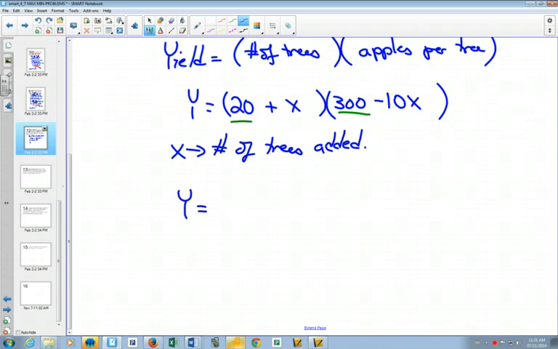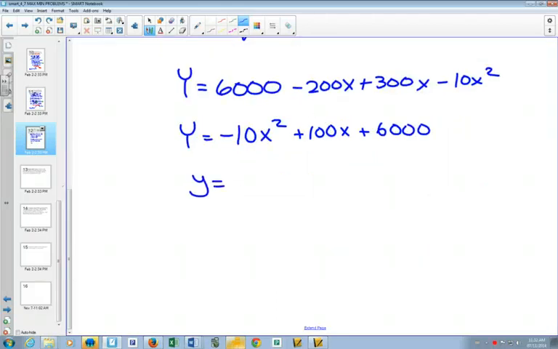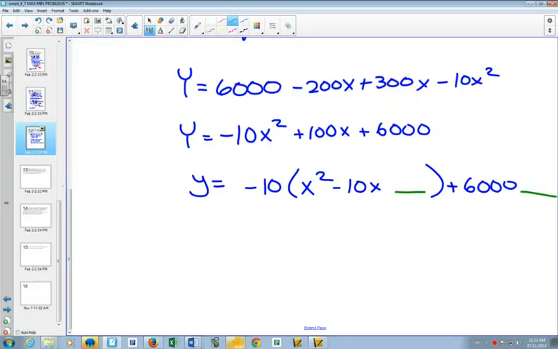Now when we multiply this out, we get 6,000 minus 200x plus 300x minus 10x squared. Rewrite it in the right order. Factor out the negative 10. Add your spaces. Divide by 2 and square, plus 25. What have we actually done? Subtracted 250, so the opposite. Add 250.